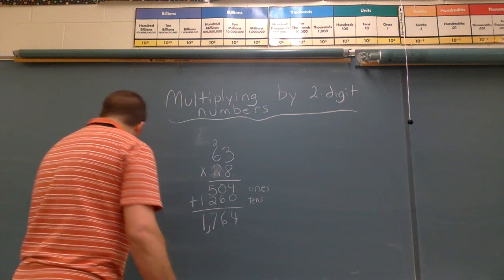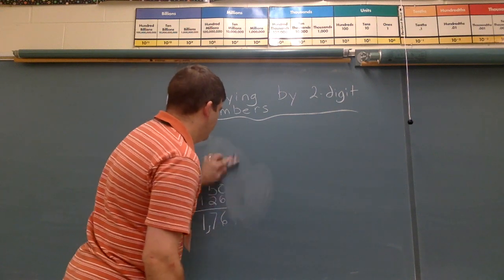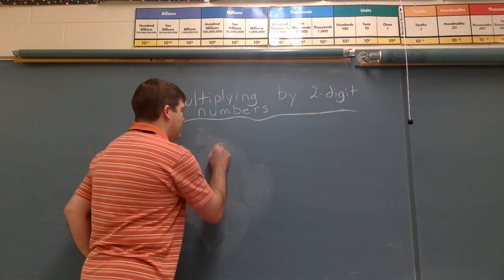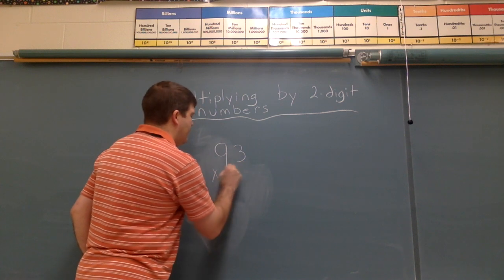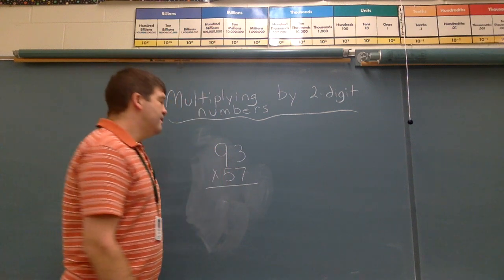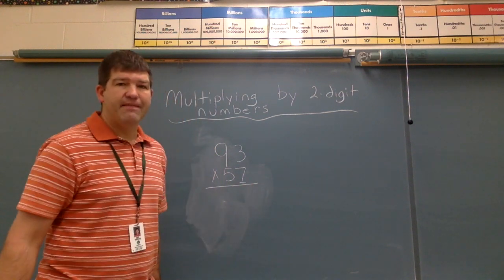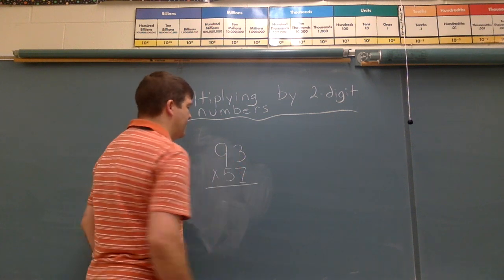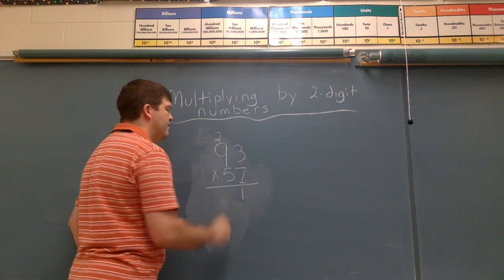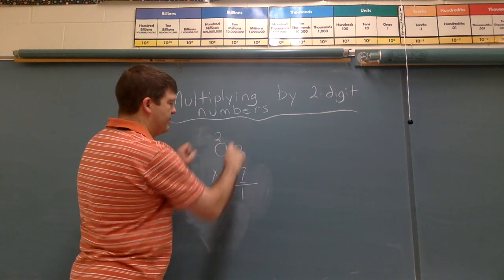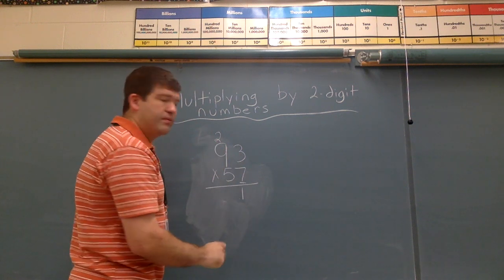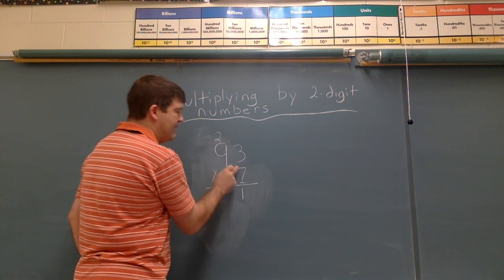Let's do another one. 93 times 57. Okay, 93 times 57. The first thing I do is look at my ones here. 7. 7 times 3 and 7 times 9. So 7 times 3 is 21. Put my 1 here, the 2 goes here, and if I line these up, it's 21. It goes in line. But the 2 goes over in the tens, and the 1 goes in the ones place, 21. Then I go to the next area, 9 times 7.